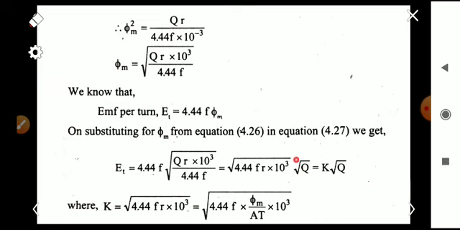This entire term is a constant, so we take it as a constant K into root Q. So the relation between EMF per turn and output kVA Q is ET is equal to K into root Q, where the value of K is equal to root of 4.44 f R into 10 raised to 3. Instead of R we can substitute phi m by AT.